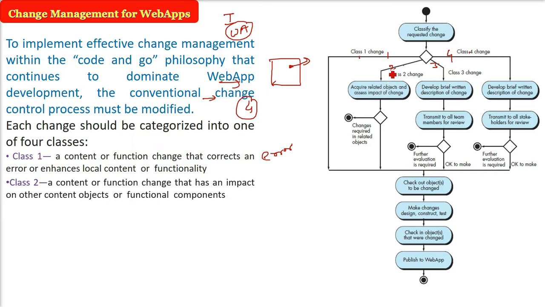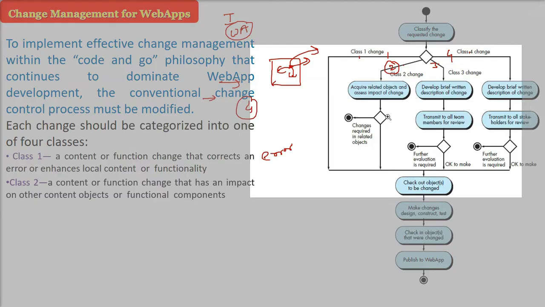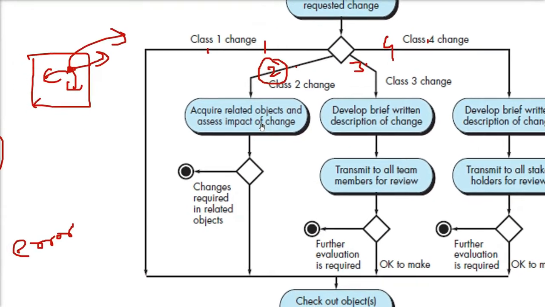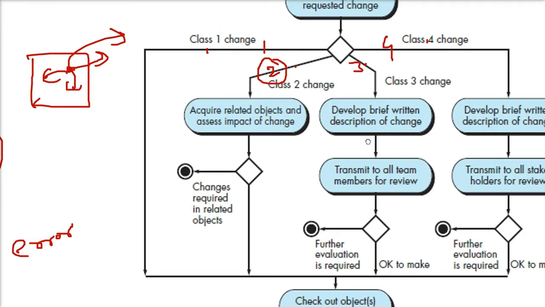Now coming to change class 2. In class 2, we are trying to change or modify content and function that has impact on other content objects or function objects. There are certain objects which are related to this object. So when we do this, we have to take a different action. For a class 2 change, we have to acquire related objects and assess the impact of the change. That is, how changing this content is going to affect the other related objects. If changes are required in related objects, we can do that, or the normal flow goes to check out the objects later. This is class 2.